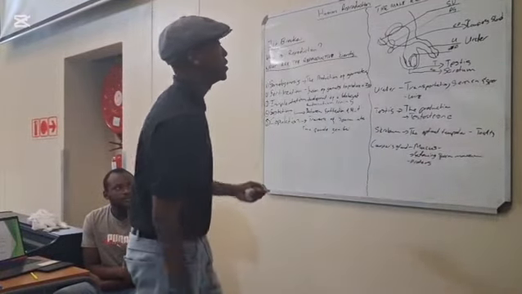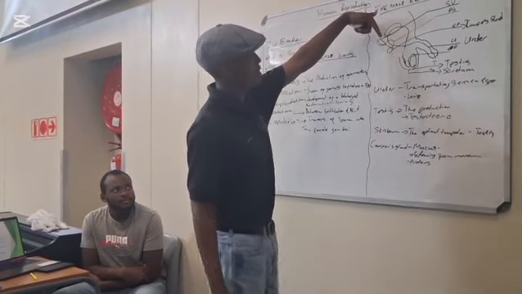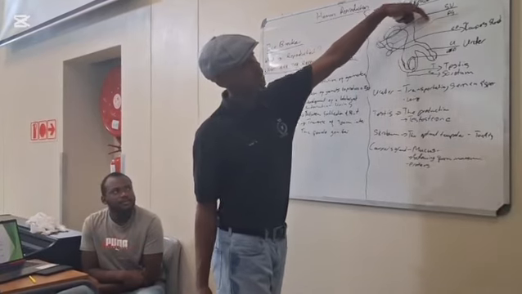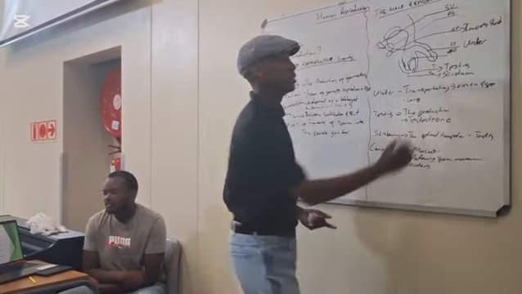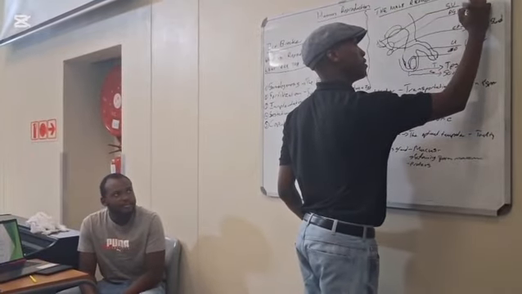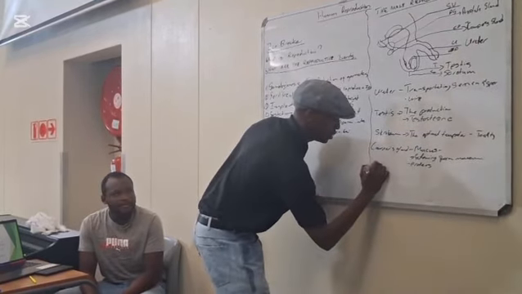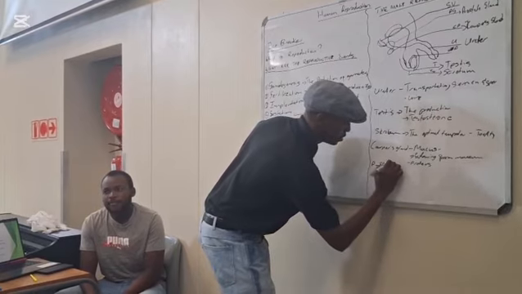And then what do we have here after the Cooper's gland, just above it? Any idea? The prostate gland. And the function of the prostate gland? It releases an alkaline fluid that neutralizes the acids in the vagina. Thank you.